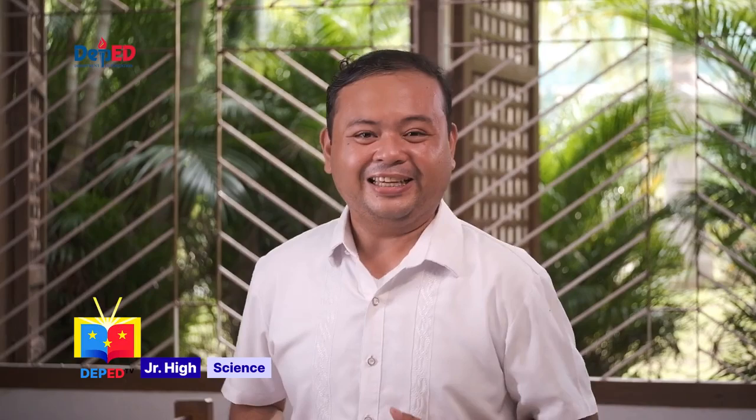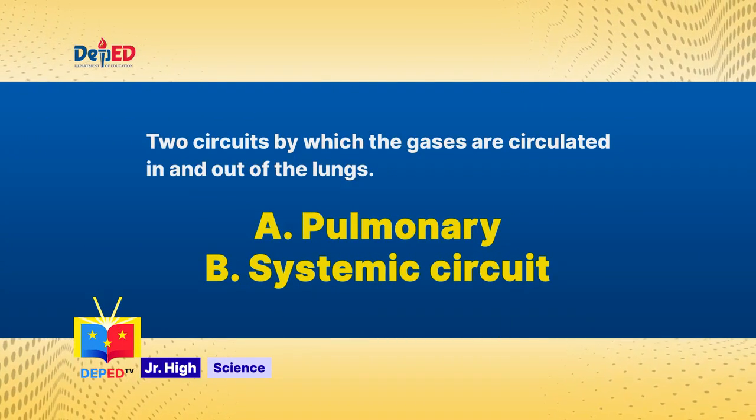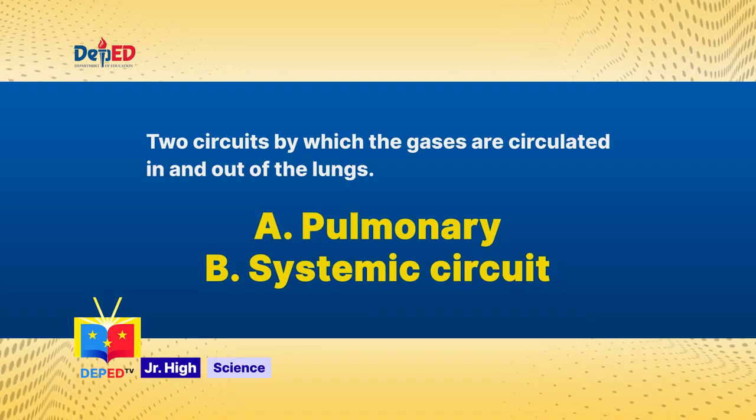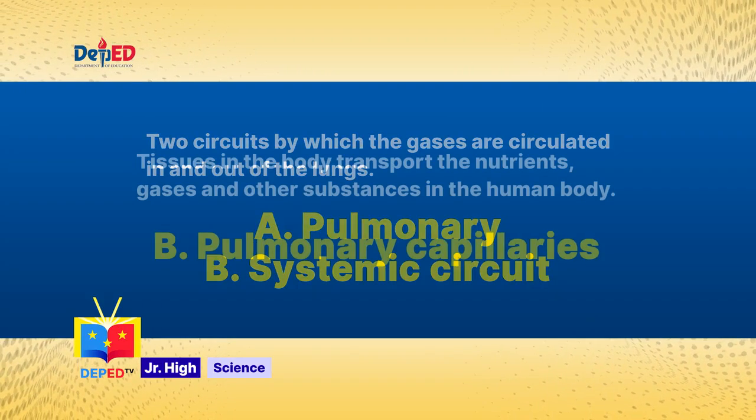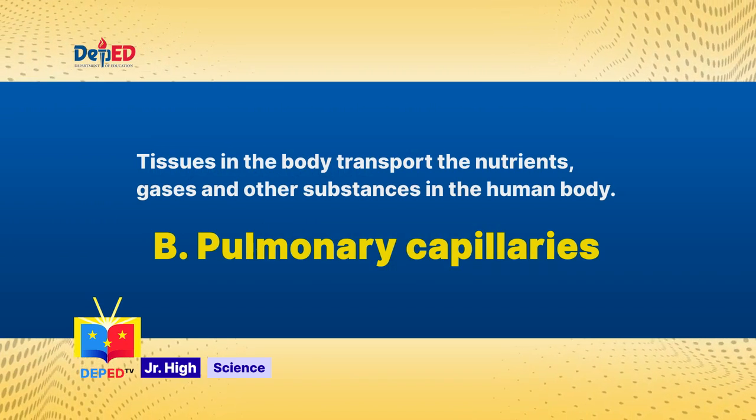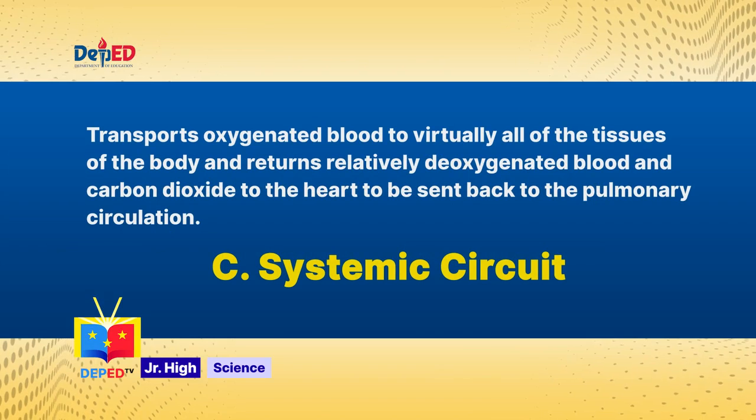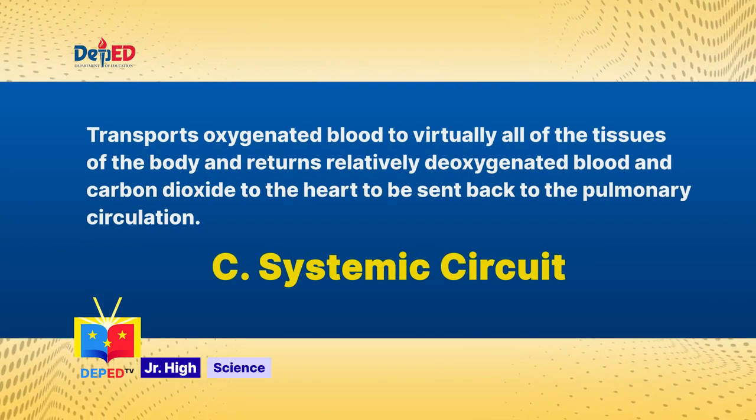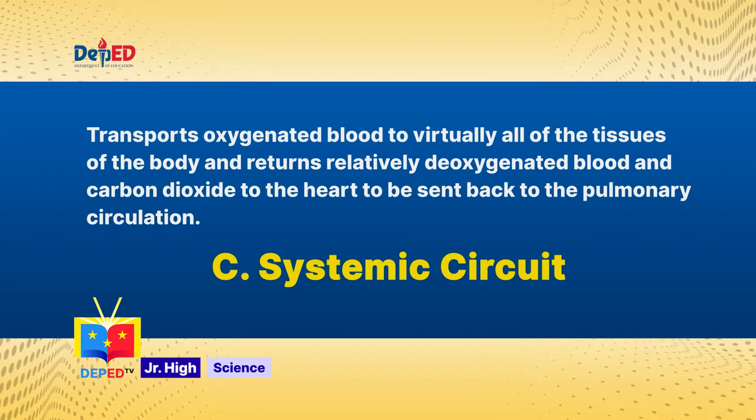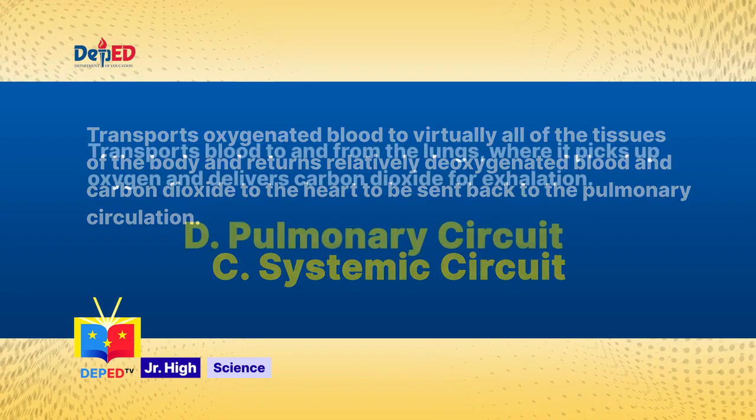Did you pick the right answer? Let's see. Two circuits by which gases are circulated in and out of the lungs are the pulmonary and systemic circuits. Tissues in the body transport the nutrients, gases, and other substances in the human body. Transports blood to and from the lungs, where it picks up oxygen and delivers carbon dioxide for exhalation.